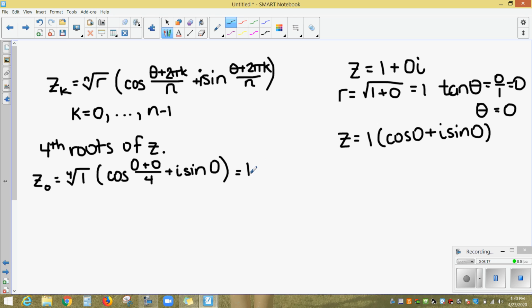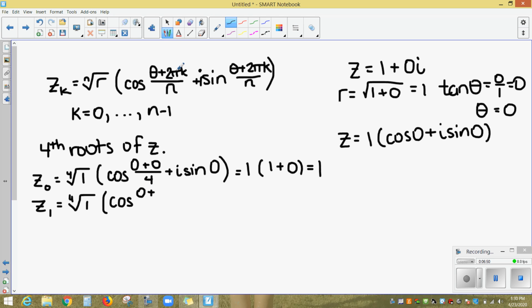Fourth root of 1 is 1. Cosine of 0 is 1. Sine of 0 is 0. One of my fourth roots of 1 is positive 1. My next one, and your author draws a nice picture hopping around the circle on this to help you visualize it if you need to. So again, your author does a good job and draws good pictures, much better than I could. So go ahead and look at those.